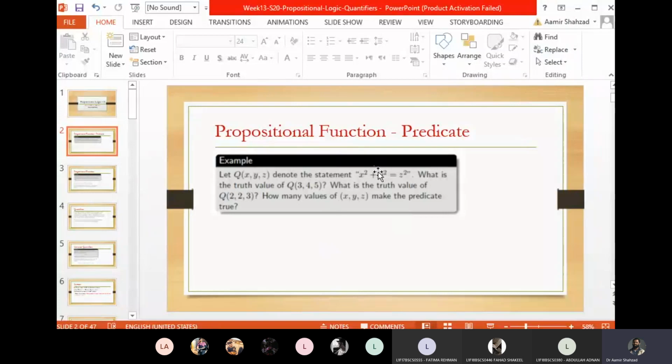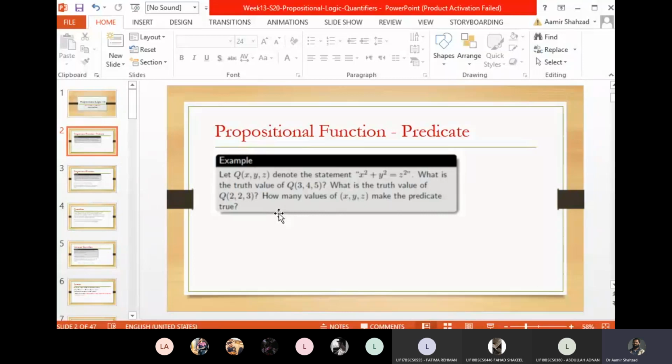So we can, for example, evaluate what is the truth value of Q(3, 4, 5): x square plus y square is equal to z square. We can see this is just the Pythagoras theorem. It's just a formula for right angle triangles. x is base, y is its altitude, height, z is its hypotenuse, diagonal. So base square plus height square is equal to hypotenuse square. x square plus y square is equal to z square.